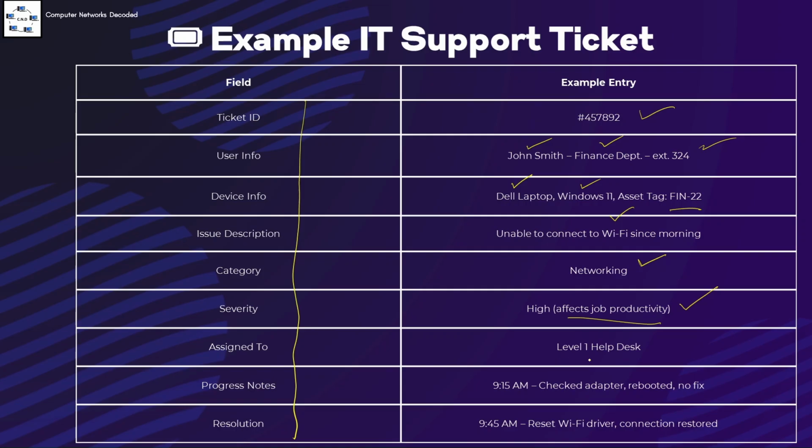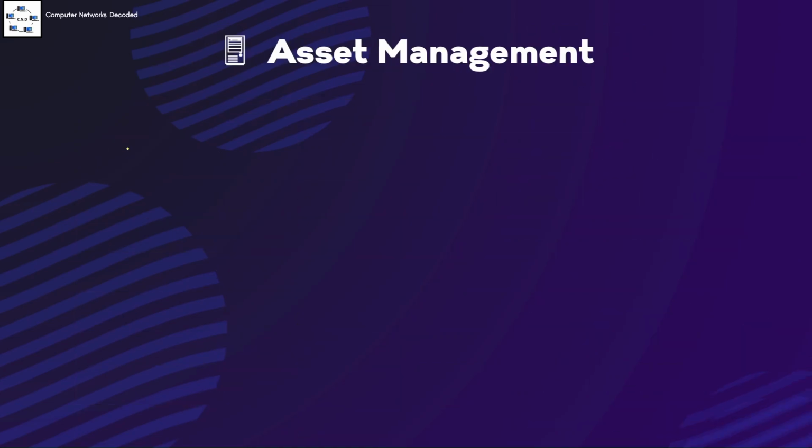So the issue is assigned to level 1, that is help desk. And again, the progress notes include that the network adapter was checked, the system was rebooted, but the issue was not fixed after doing these checks. And then the final resolution. The final resolution was done at 9:45 a.m. and this was done by resetting the Wi-Fi driver, and the connection was then restored. So this is how a typical IT support ticket works.